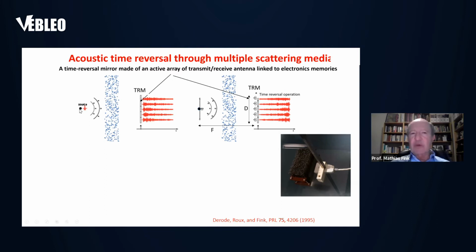You have a source sending a short pulse through a random medium. This random medium is really a forest of steel rods that completely breaks all the coherence of your pulse. You record your signal with many antennas. These are long codas in the time domain. Now, you take all this signal, you time reverse it, and you send it back.